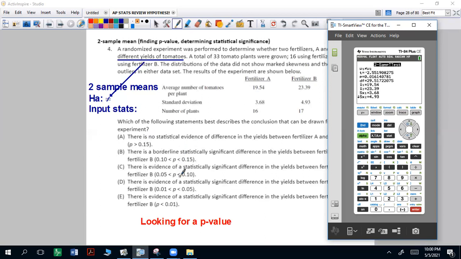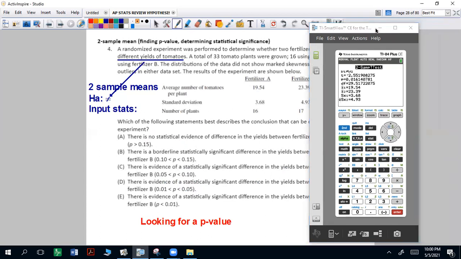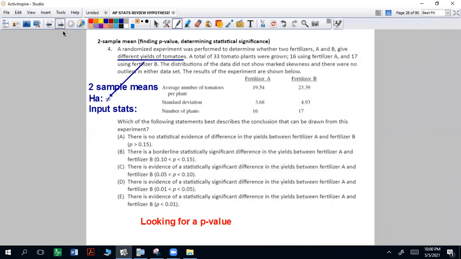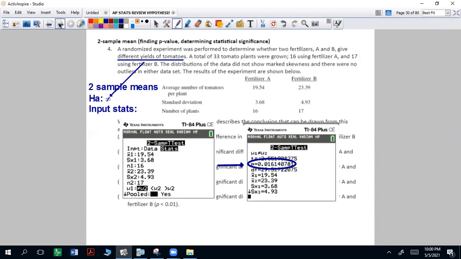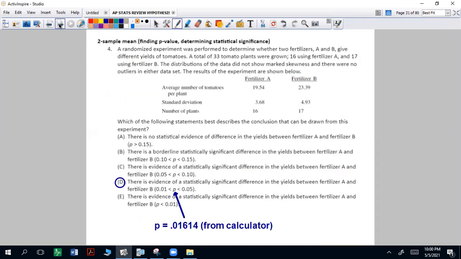Now that we know our p-value, we can basically answer this question. Where does the p fall? It's going to be between 0.01 and 0.05. So there's evidence of a statistically significant difference in the yields between fertilizer A and fertilizer B. To summarize this, put that in your two-sample t-test, report the p-value, and then it fits in that range right there.